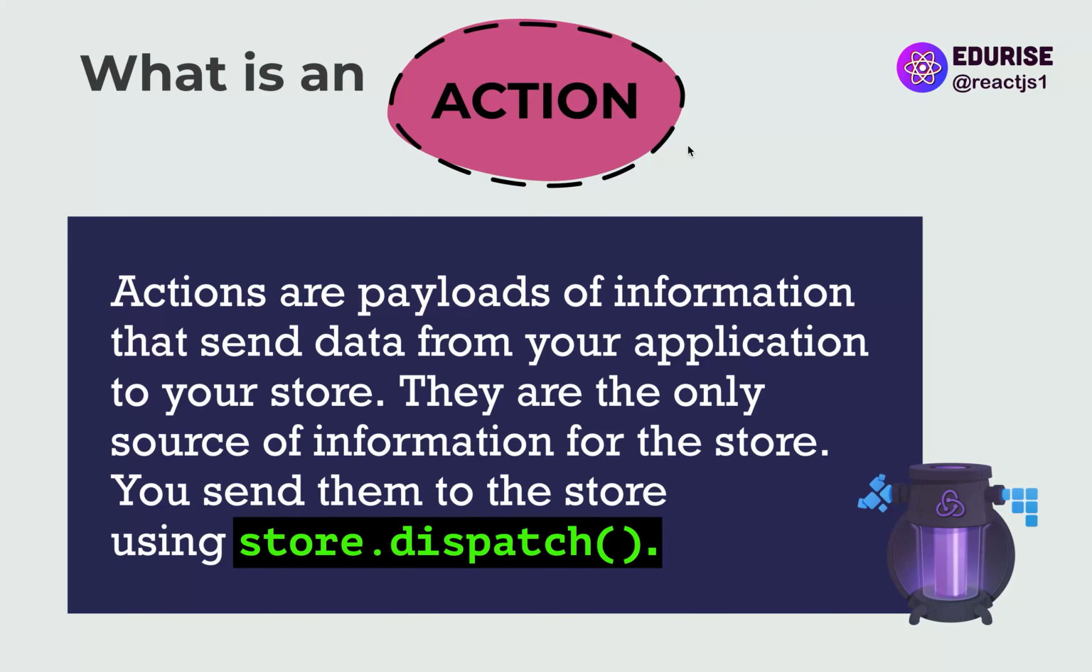Okay, so what is an action? Actions are payloads of information that send data from your application to your store. Every time you need to have an interaction with your store, an action is used. Action will have information of which action it needs to take and also what needs to be changed. They are the only source of information for the store, and you can send them to the store using store.dispatch.